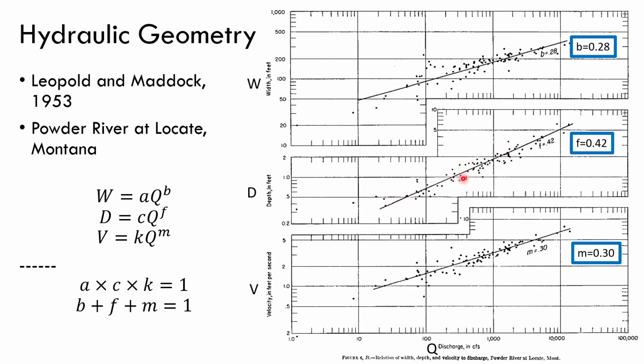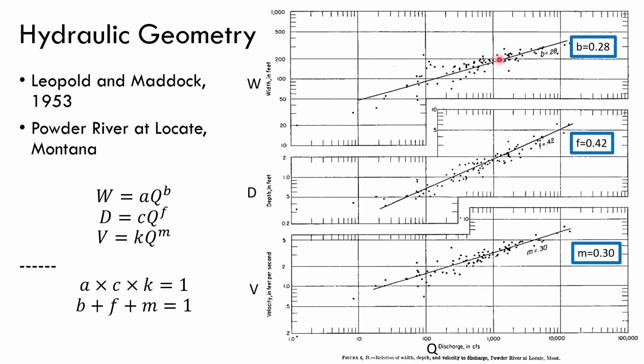But if you put a regression line through that, on the width, we get an exponent of 0.28. On the depth, we get an exponent of 0.42. And on the velocity, we get an exponent of 0.3. What this is basically showing us is how fast these different variables, width, depth, and velocity, change in relation to changes in discharge.